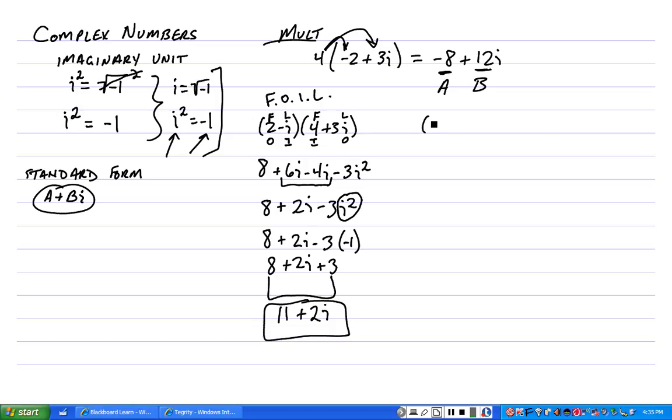Alright, let's say we have (3 plus 2i) times (3 minus 2i). Now before I work this out, I want to introduce a term we call conjugates. And we'll talk about the usefulness of conjugates in a little bit. But basically, conjugates are two binomials that are the exact same, the only difference being the sign in the middle. The signs in the middle are opposite.